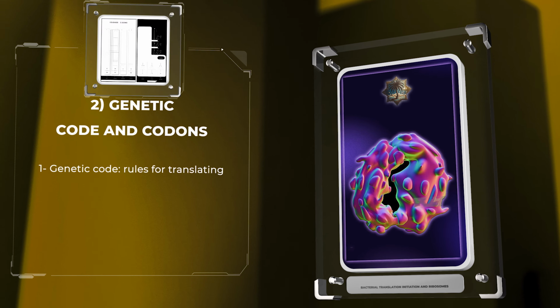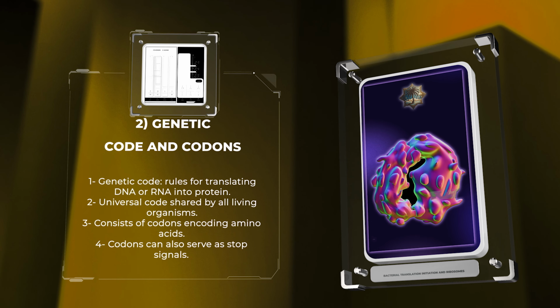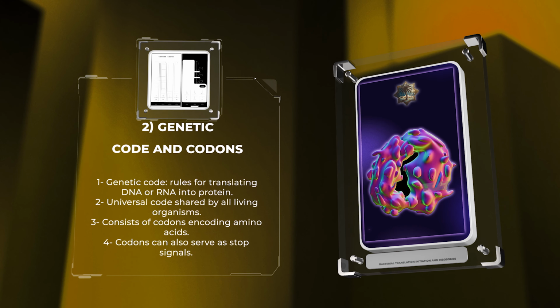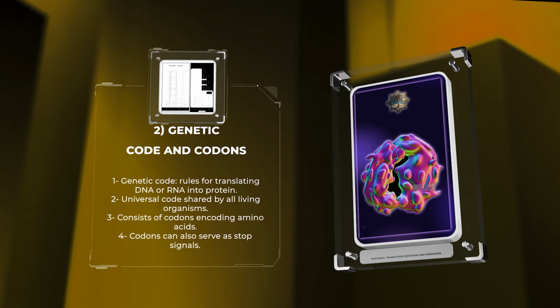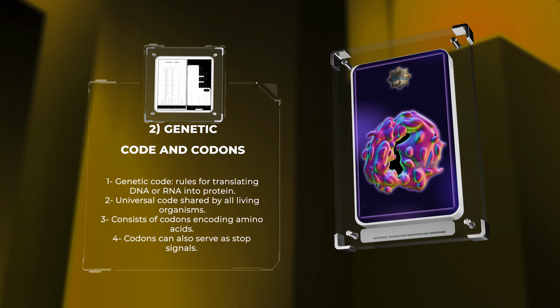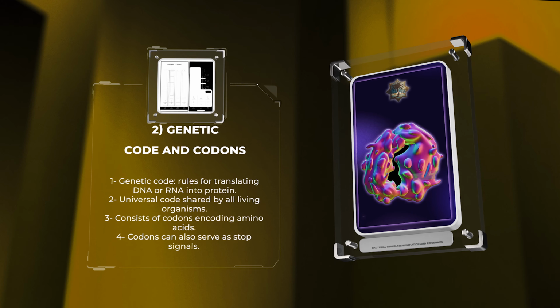The genetic code is a set of rules that determines how the nucleotide sequence of DNA or RNA is translated into the amino acid sequence of a protein. This code is universal, meaning that it is shared by all living organisms. It consists of combinations of three nucleotides, known as codons, which encode specific amino acids or serve as stop signals.